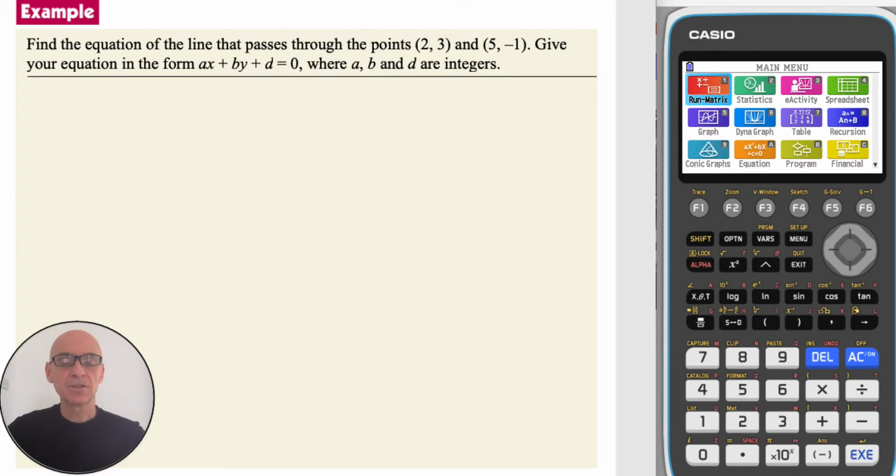In this question, again we're asked to find the equation of the given line, but this time giving our answer in the form ax + by + d = 0, where a, b and d are integers.